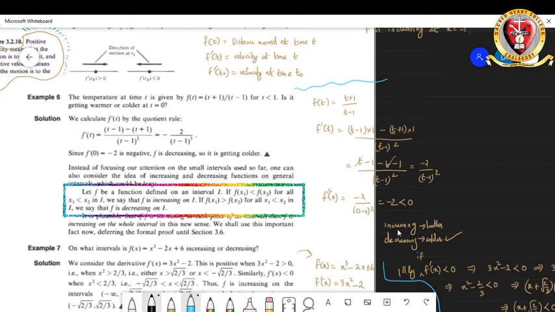We said that if it is increasing, we will say it is warmer. If it is decreasing, we will say it is colder. Here we are asked whether it is getting warmer or colder. So what we conclude is it is getting colder because f dash of 0 is strictly less than 0.